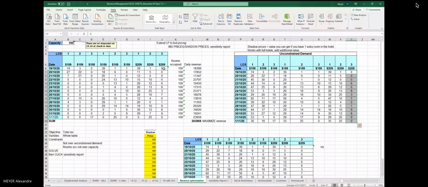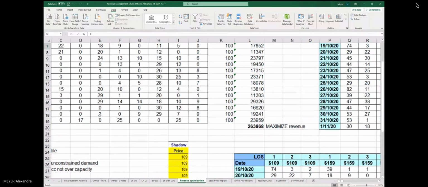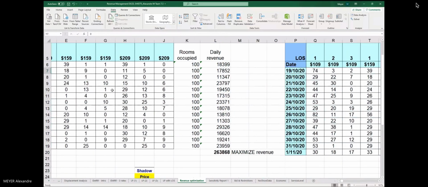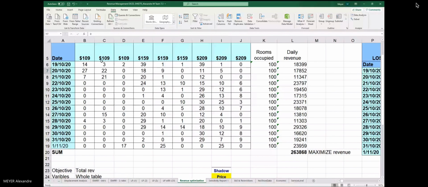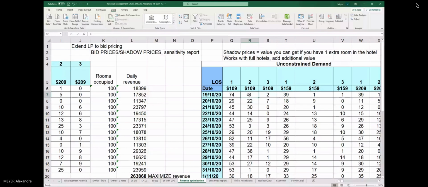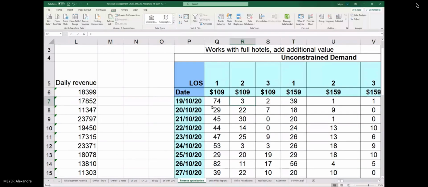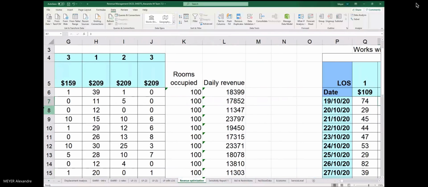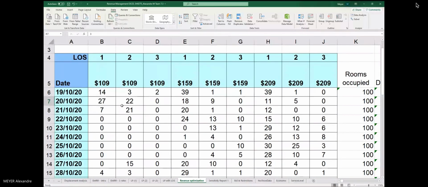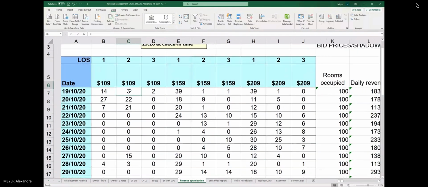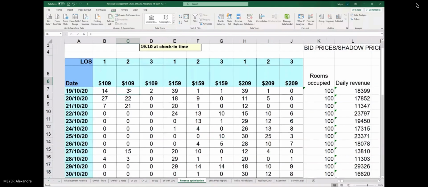So you can see that here there are 0 rooms sold because there is no demand, and so on and so forth. And it never actually exceeds the unconstrained demand. So here you can see an example. The maximum unconstrained demand for LOS2 is 3. So there are 3 people demanding the rate class of $109. And here the maximum that you will allocate is 3, right? So you do not allocate something that exceeds the unconstrained demand.